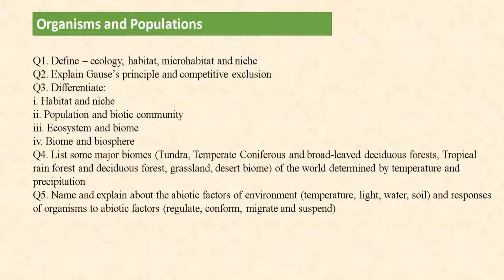Then we need to read some major biomes: tundra, temperate coniferous, broad-leaved deciduous forest, tropical rainforest, grassland, and desert biomes of the world, which are mainly determined by temperature and precipitation. Then in the next question of this chapter, we need to read the names and explanation of the abiotic factors of the environment. Abiotic factors mean non-living factors like temperature, light, water, soil, and responses of organisms to abiotic factors, mainly to regulate, conform, migrate, and suspend.